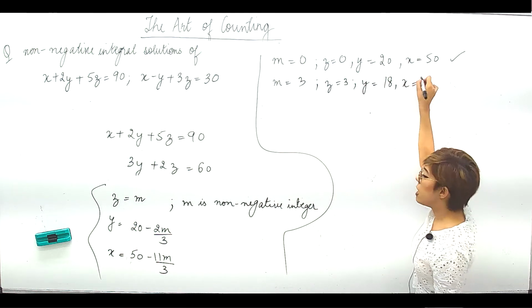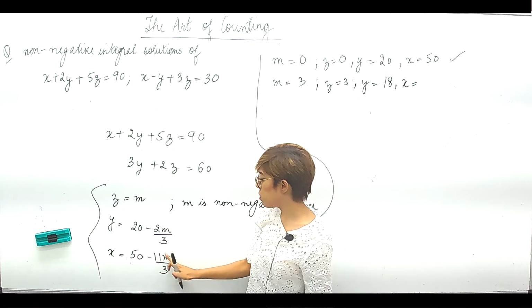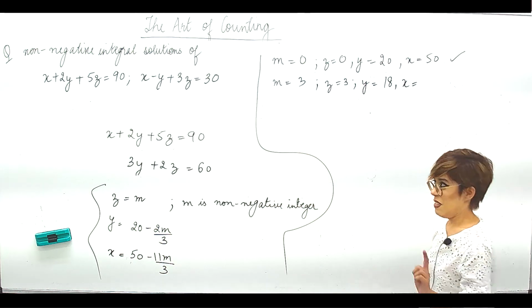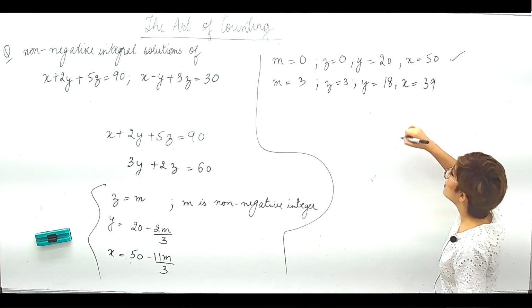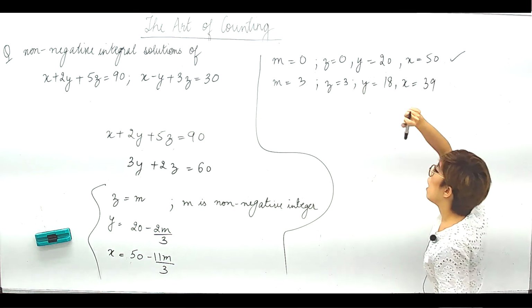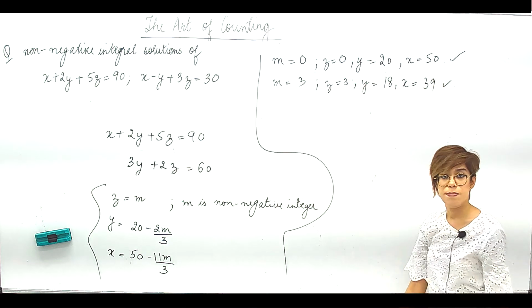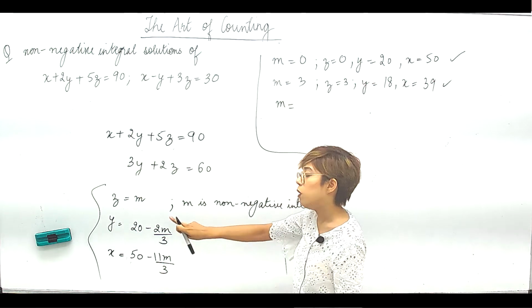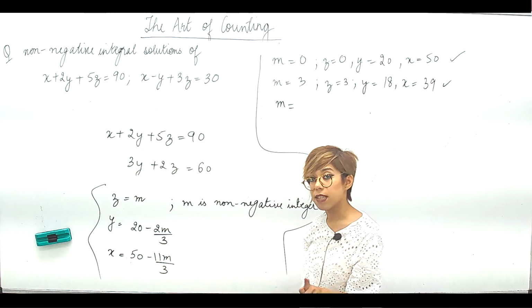X equal to, let's see what is happening. So m is 3. So 3 gets cancelled. So 50 minus 11, that is 39. Right? So integer, integer, integer. Again, this is the appropriate solution. Right? M is equal to. Obviously, I will not take 4, I will not take 5, I can take 6.